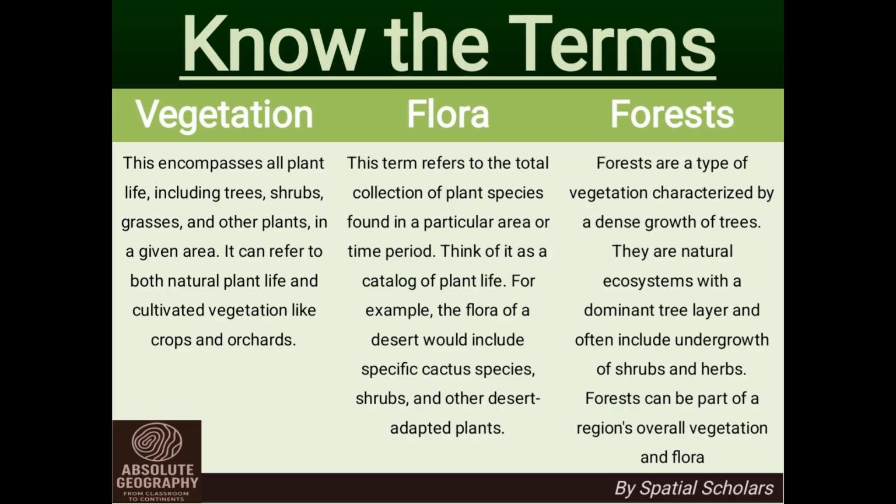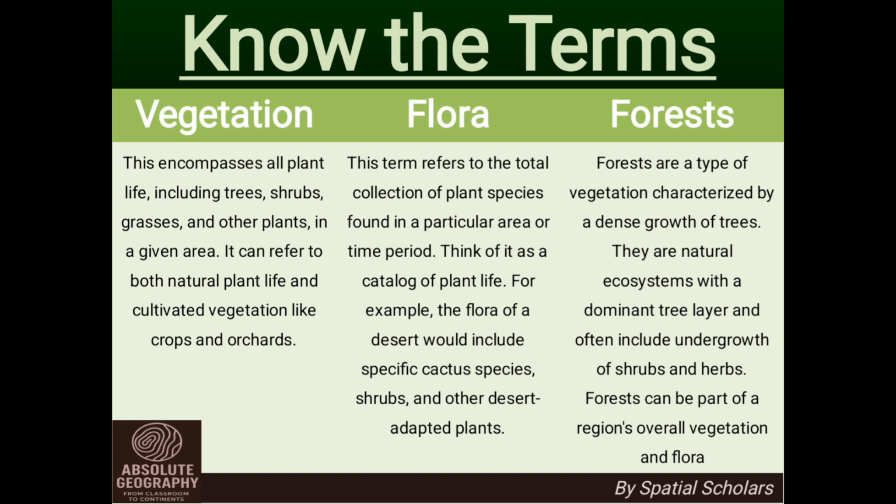First one is vegetation. This term encompasses all the plant life that is present in an area. It does not differentiate between natural and man-made. Trees, shrubs, grasses, or even crops. Everything is going to come under vegetation. Next is flora. It is the species of plants that are found in a particular area or at a particular time. This is usually focusing only on the naturally occurring vegetation.